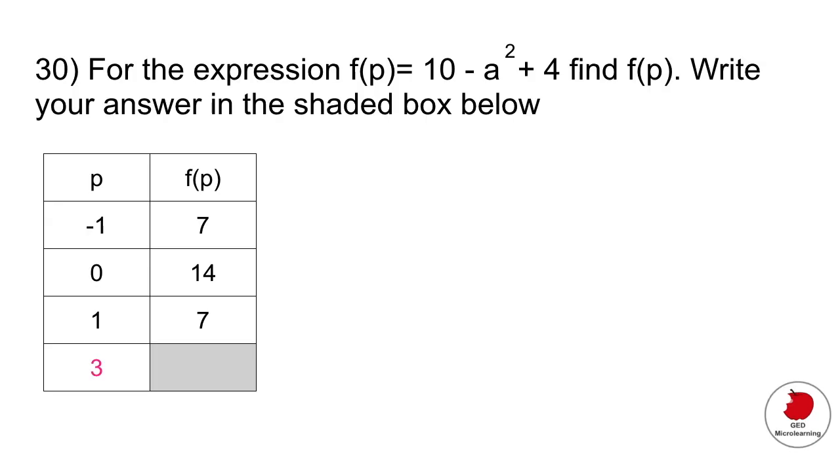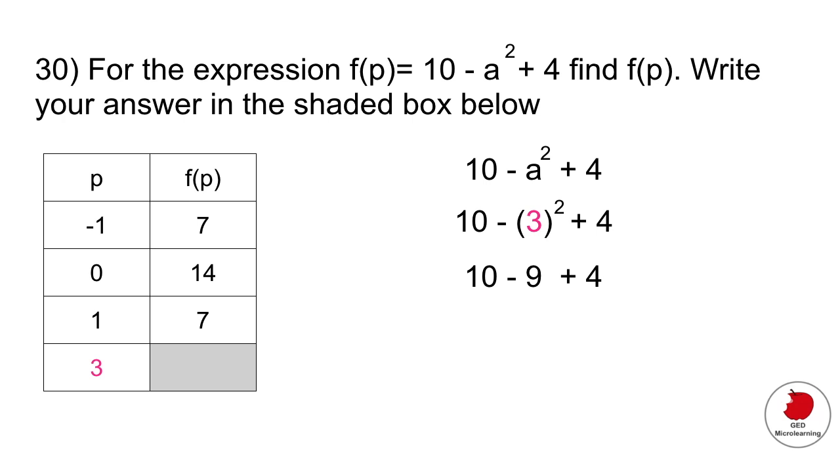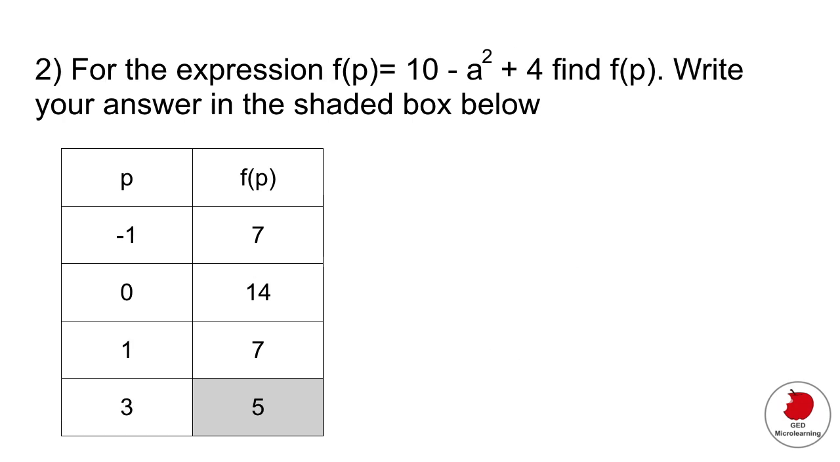So we go ahead and do that, and we introduce 3 into the equation. So we end up with 10 minus 3 squared plus 4. 3 squared, remember, is 9. So we end up with 10 minus 9 plus 4, which gives us 5.